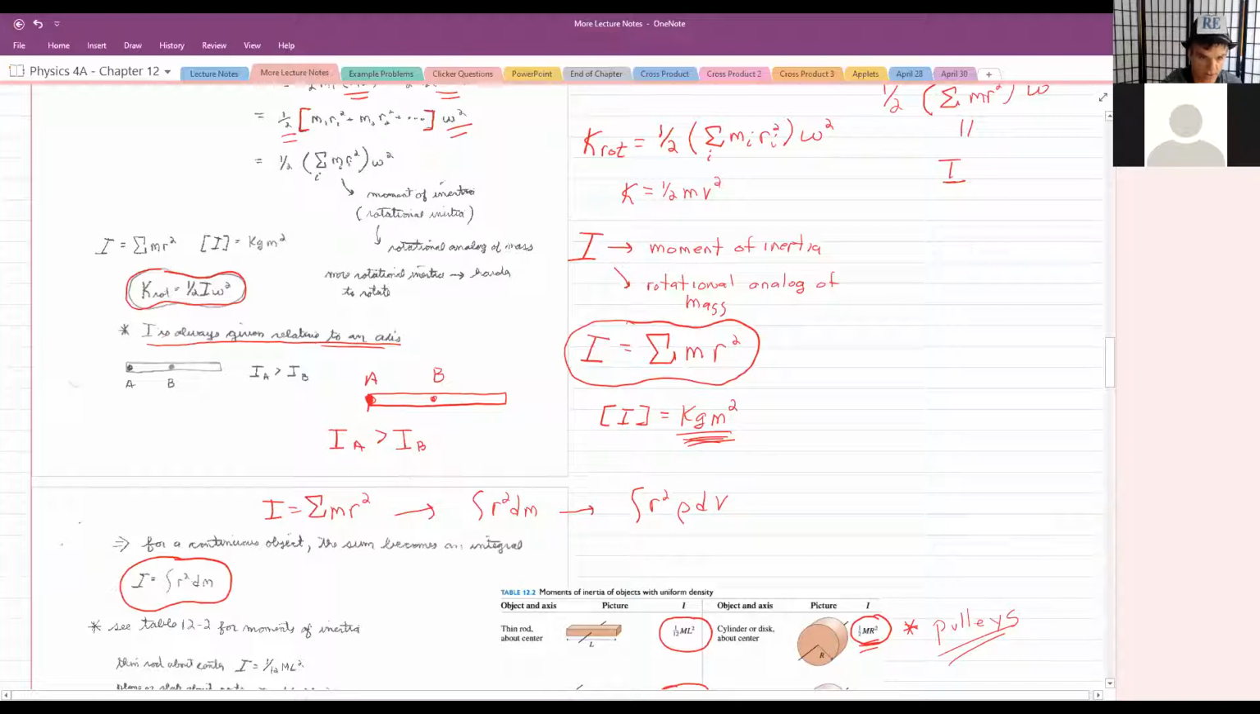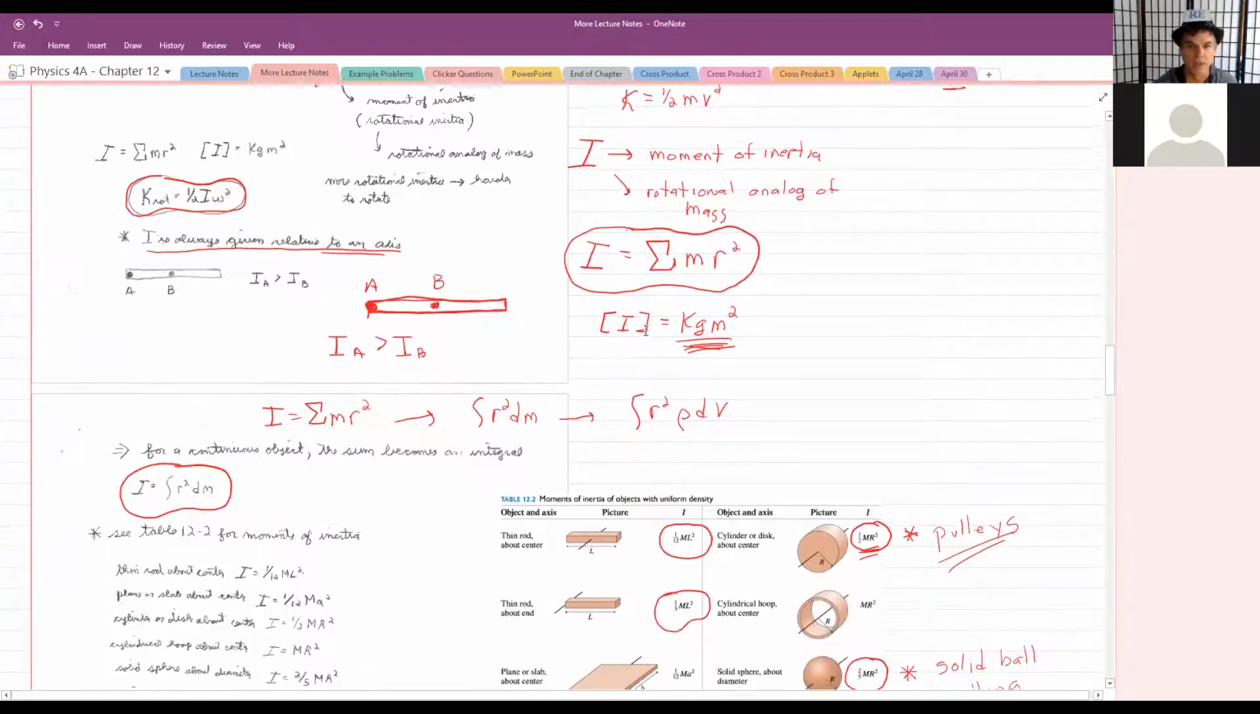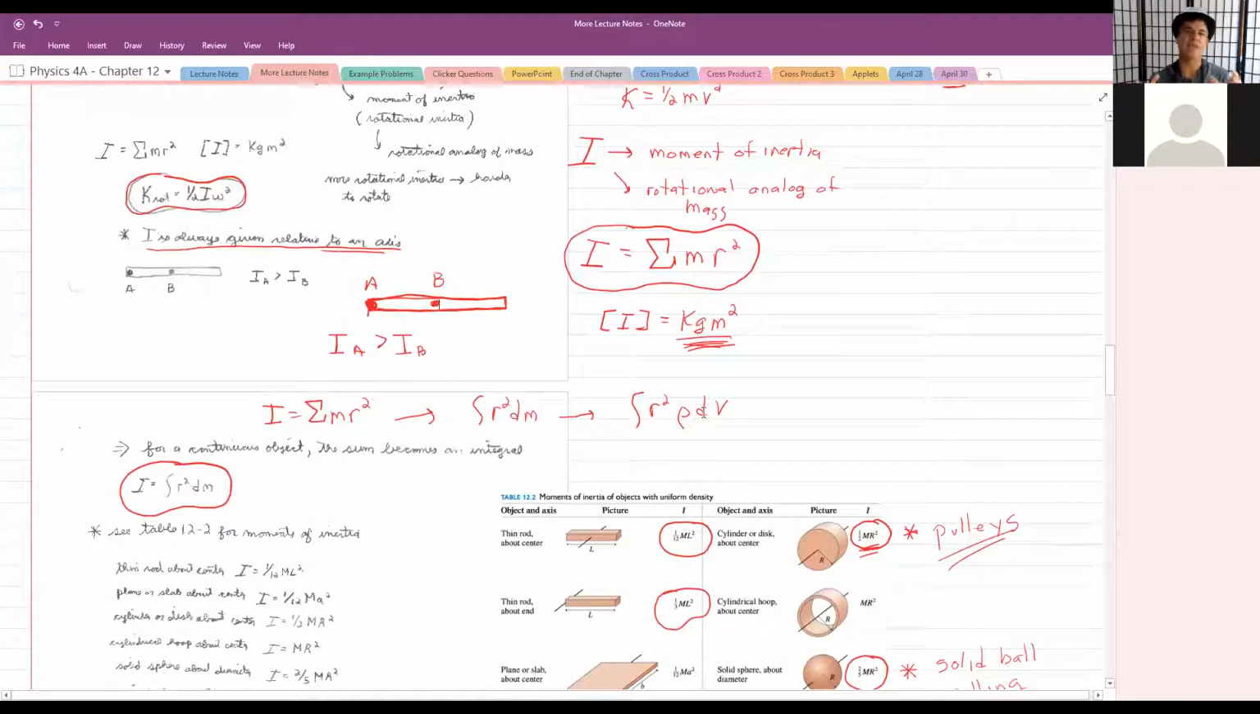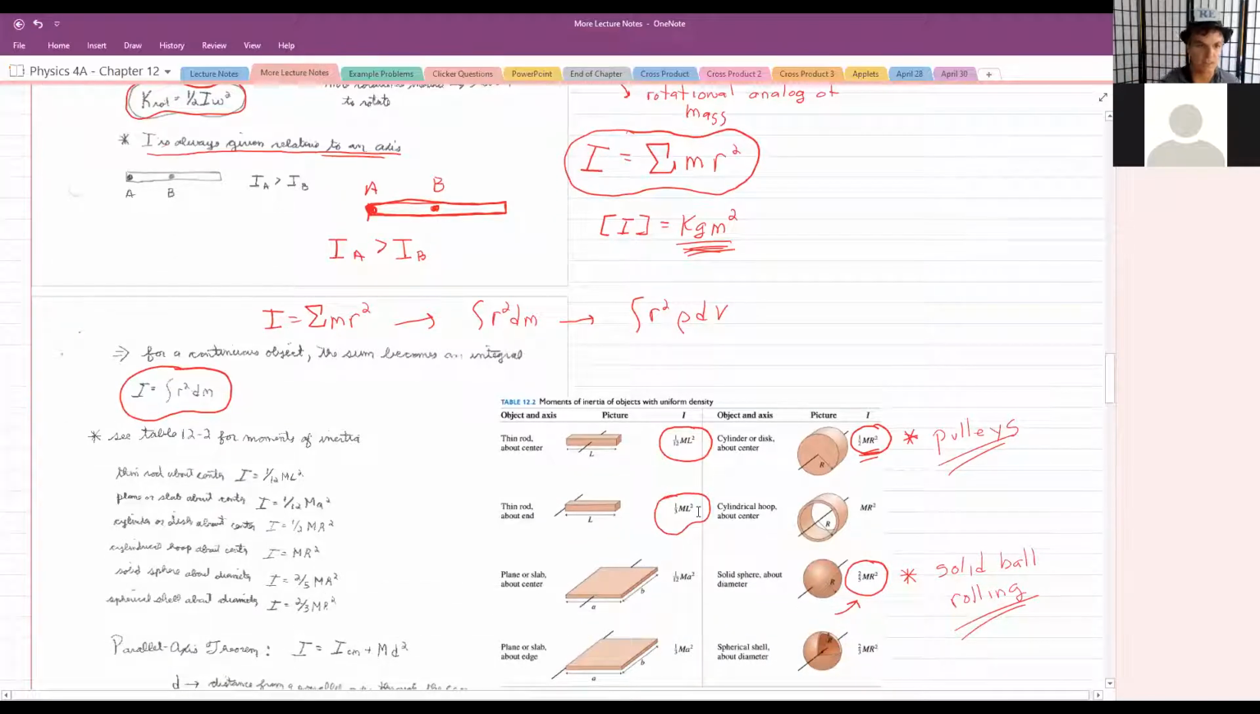So if I had a thin rod here, I would have different moments of inertia around different axes. If I rotated this rod around this axis, I'd have a different moment of inertia than if I rotated it around the center. The more mass you have farther from the axis of rotation, the bigger the moment of inertia. Now, this equation, the sum of m r squared, would be if I had a collection of particles. For a real continuous object, this sum of m r squared is going to turn into an integral of r squared dm. And again, you would turn that integral dm into a volume integral.